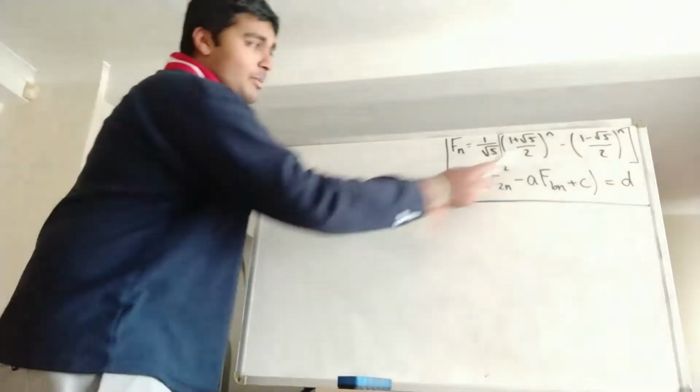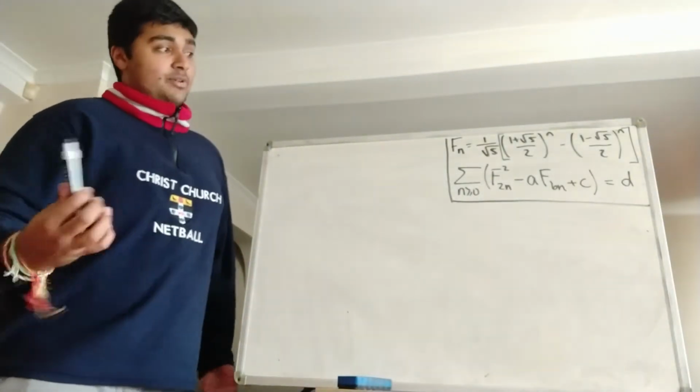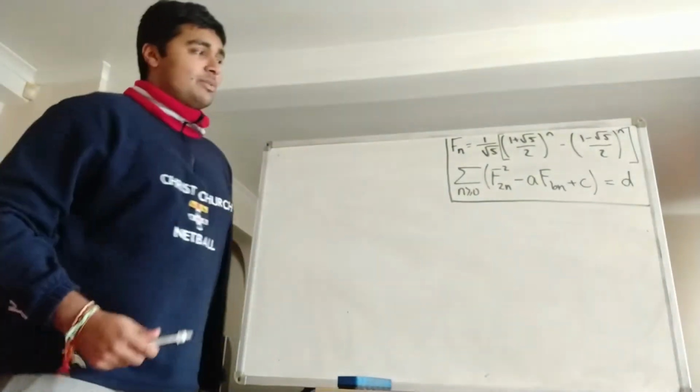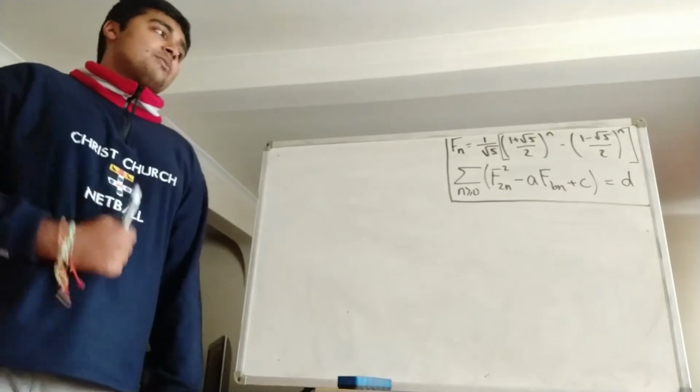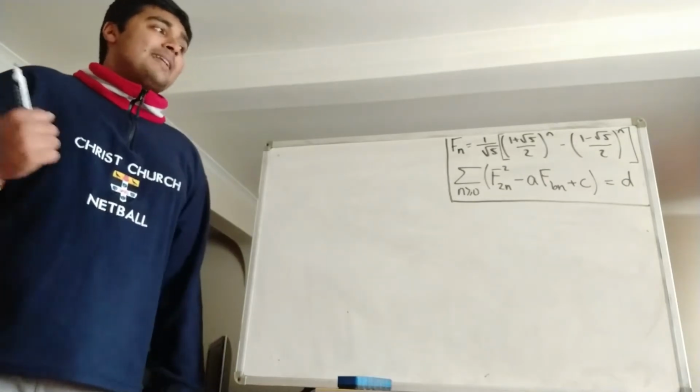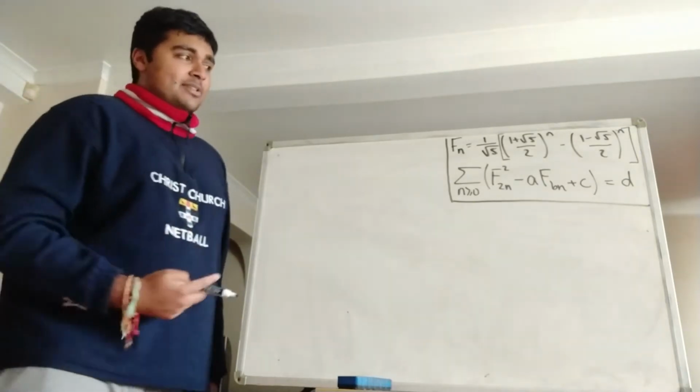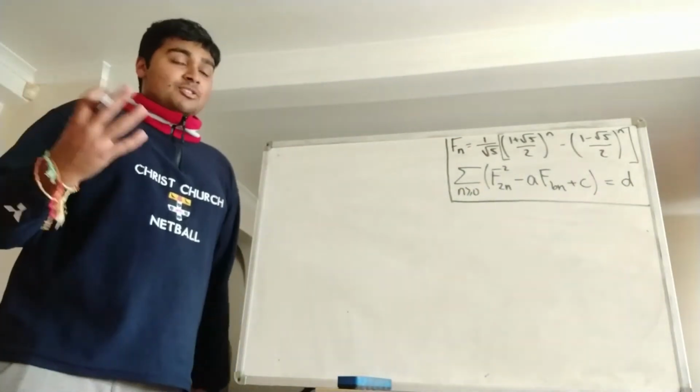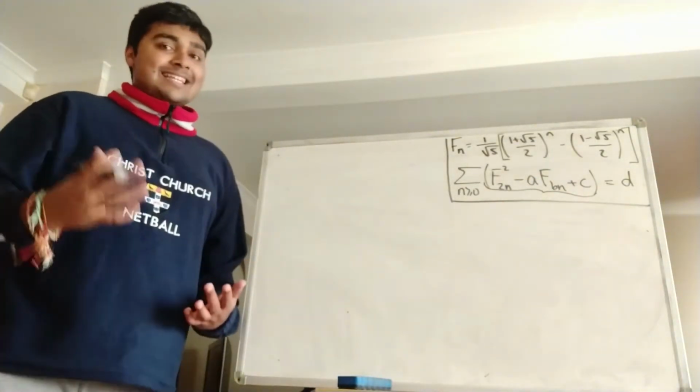And of course, this is what we want to do: find a, b, c, d real numbers with this equation holding true, the infinite sum of (f_{2n})^2 minus a f_{bn} plus c equals d. The first thing we want to notice is that we've got an infinite series and it converges to d. So that must tell us that the thing we're adding up must tend to 0 as n tends to infinity.